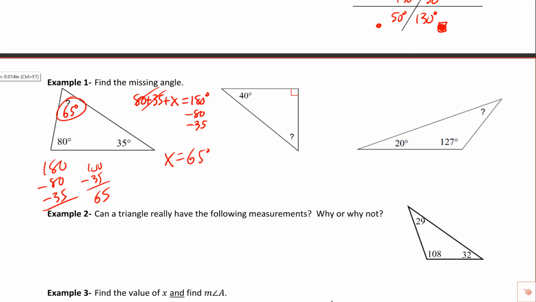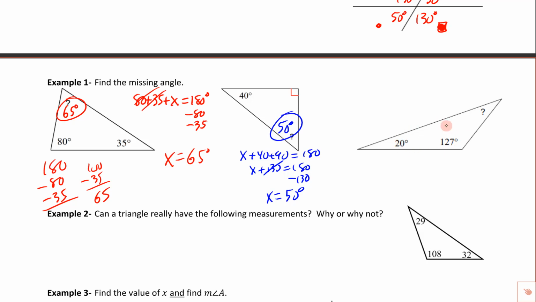I'm going to change colors for that. I'm going to use an X for this. So we're going to have X plus 40 plus 90 equals 180. Again, we know this is 90 because of that right angle right there. So this is really x plus 130 equals 180. So we're going to subtract 130 from both sides, and we get x is equal to 50. So this is 50 degrees right here. That missing angle is 50 degrees, and I am going to put a degree sign on there.